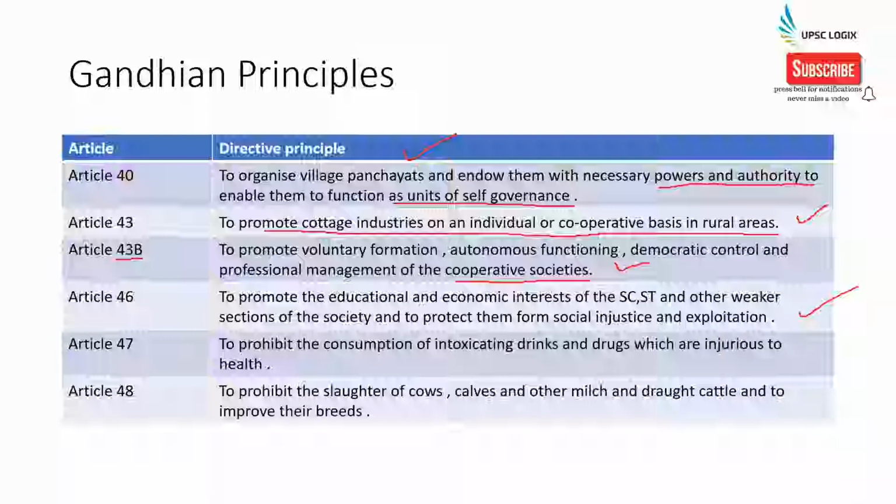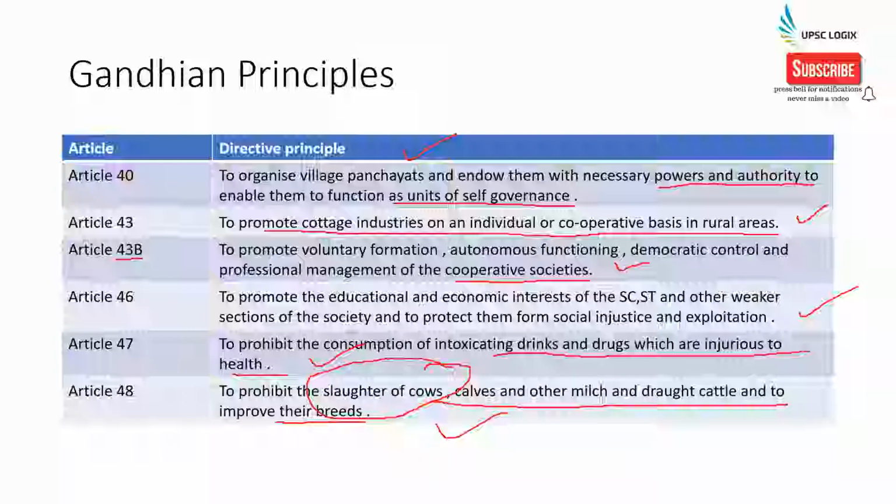Then Article 47 says to prohibit the consumption of intoxicating drinks and drugs which are injurious to health. So we all know that Gujarat is already a dry state. Similarly, Bihar was also made into a dry state not very long ago. Then Article 48 is to prohibit the slaughter of cows, calves and other milch and draught cattle and to improve their breeds. So slaughter of cows is more or less prohibited all across India, barring a few states.